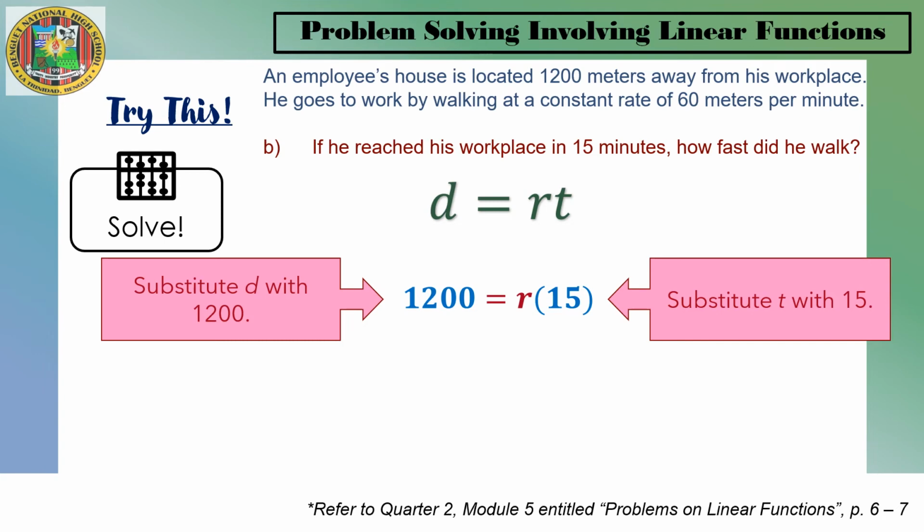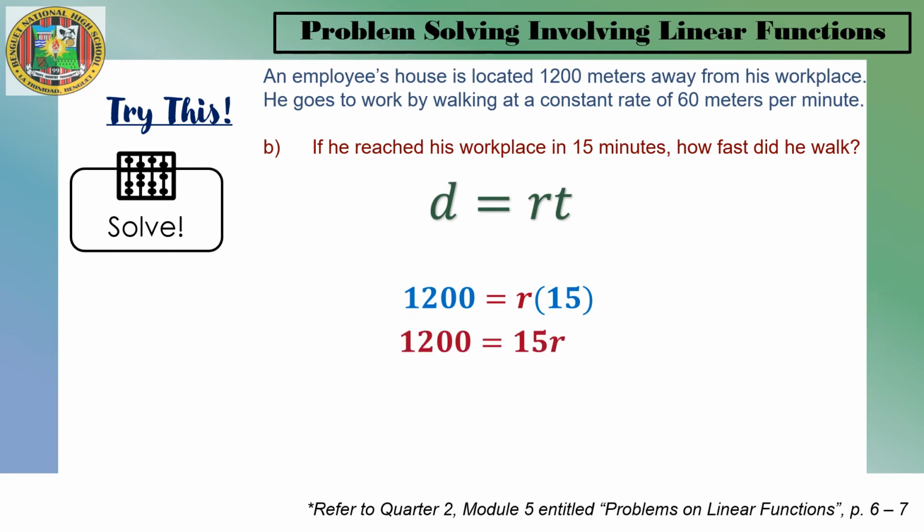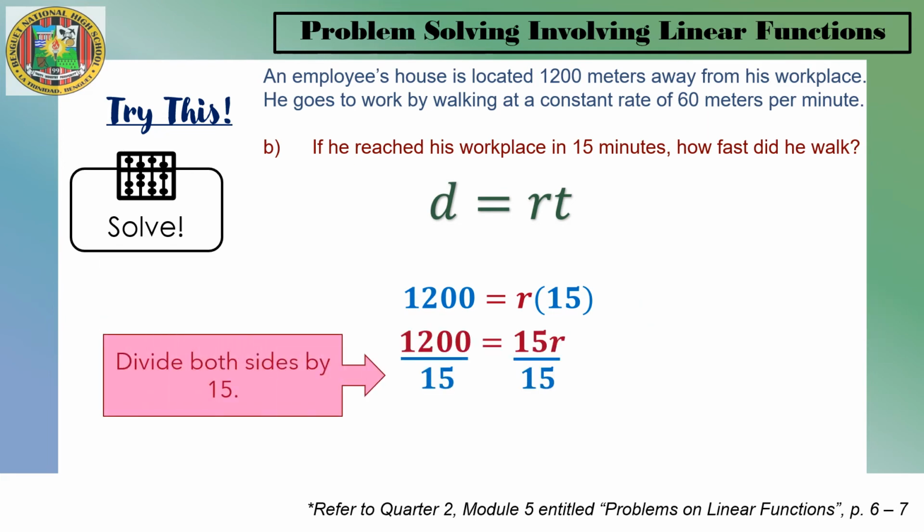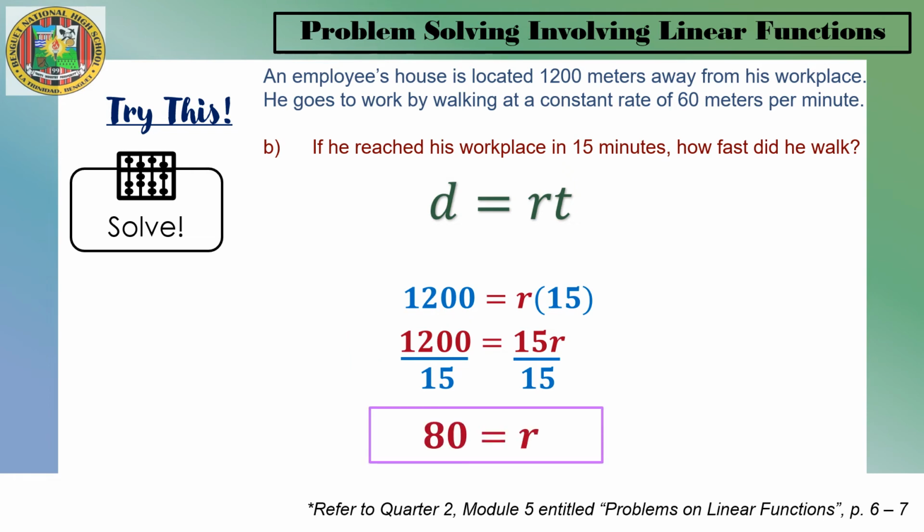From the resulting equation, 1,200 = 15r, we divide both sides of the equation by 15 to eliminate 15 from 15r. Dividing 1,200 by 15, we get 80, which is the resulting value for r.